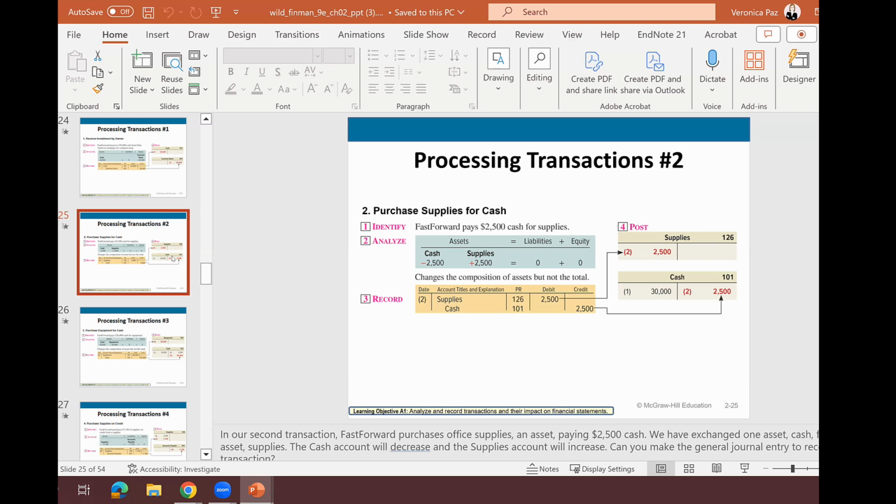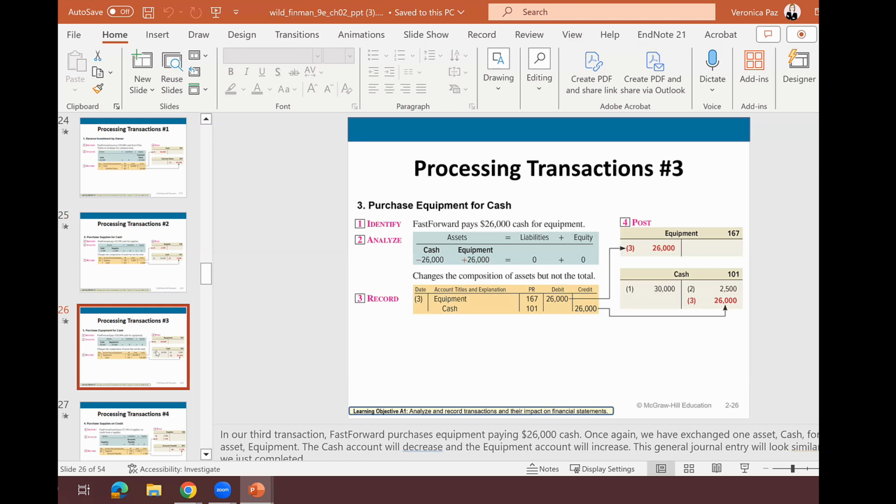So in this case, if you know you're paying $2,500 for supplies, cash is going down, you know that's the credit. What are you buying? Supplies, that's the debit. Supplies is what type of an account? Thank you. Excellent. Right? And then you go through each of them. Here you're paying cash for equipment. Okay? So in that case, we're debiting equipment and we're crediting cash. Now, if I said we bought equipment on account, what would be your credit?